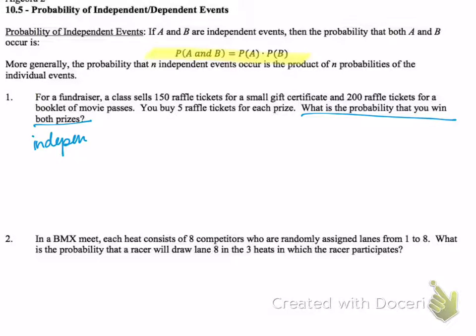It would be different if they had one bucket of raffle tickets, they drew one name, and then now I'm going to draw a second name. That would be a dependent event. But this is independent because we're going to say there's 2 buckets and they're doing 2 different raffle prizes. So if they're independent, then I'm going to use this formula right here where I just multiply them together. If I'm buying 5 for each, the first prize would be 5 out of 150. I'm going to multiply it by 5 out of 200.